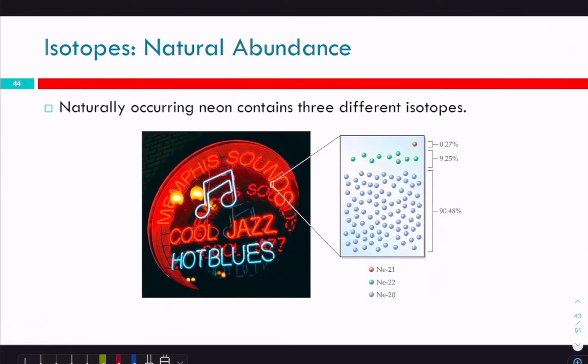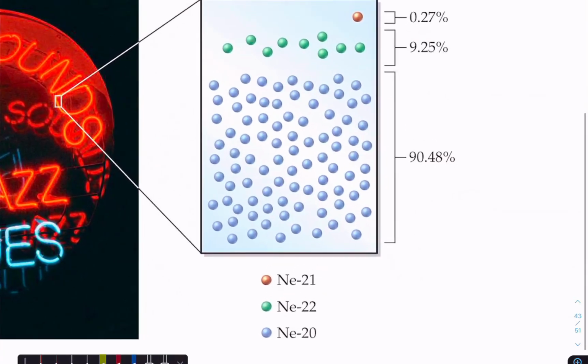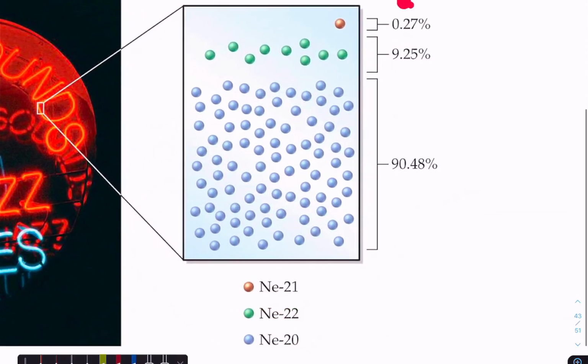So if we were to look at any sample of, for example here, neon gas, there are 3 different isotopes of neon. One of them is neon 21, there's also neon 22, and then the most abundant one, which is neon 20. And they exist in these percentages. Only 0.27% of neon is neon 21. Less than 1%, right? Almost 1/4%. About 10%, 9.25%, is neon 22, and then 90% of all neon on Earth is going to be neon 20.